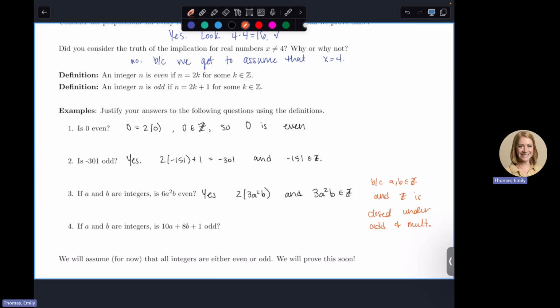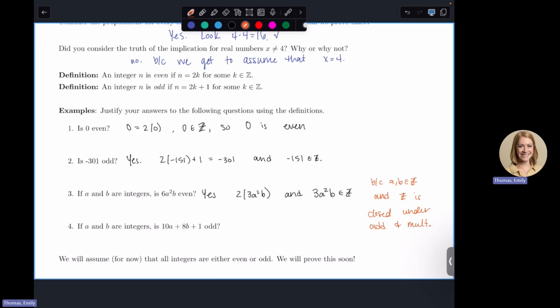So we get to assume this, that the integers are closed under addition and therefore subtraction and multiplication, but not division. But the fact that you started with two integers and combined them with multiplication and addition, your result will still be an integer. So we're good to go. That's what it means to be closed under those operations: you can do that operation and it stays within that set.